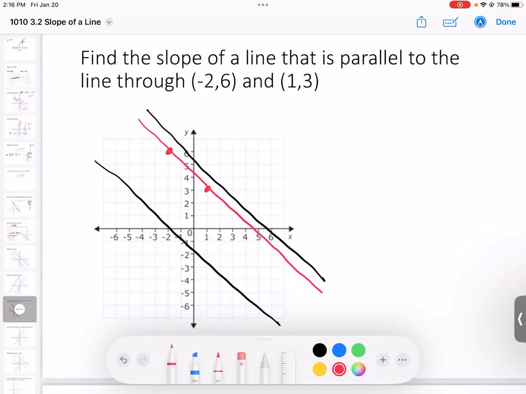Yep, perfect. Because if you wanted to, you could do rise over run, and there's 3 units here, 3 units here. Or you could also do 6 minus 3 and -2 minus 1. So I could say m equals 6 minus 3 over -2 minus 1. That would be 3 over -3, which, like you said, would equal -1. So this would be the slope of a line that would be parallel to that.